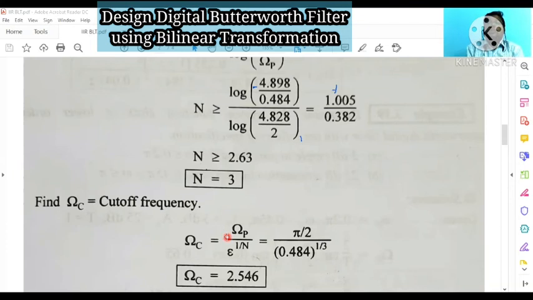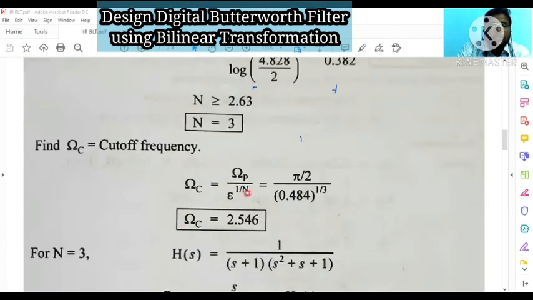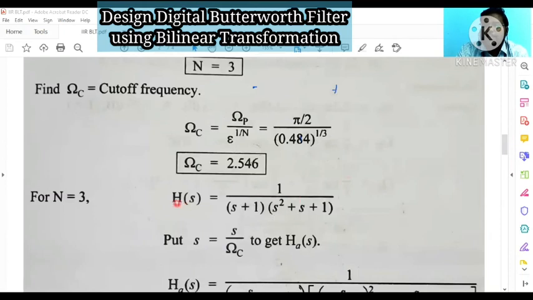Okay, so N equal to 1 means H of s equal to 1 by s plus 1. N equal to 2 means 1 by s square plus root 2 s plus 1. When N equal to 3, H of s equal to 1 by s plus 1 into s square plus root 2 s plus 1. I guess you should memorize all of these results, not formulae, these are results. Okay, now N equal to 3 means H of s equal to 1 by s plus 1 into s square plus s plus 1. Okay, so this is just taken from your table.